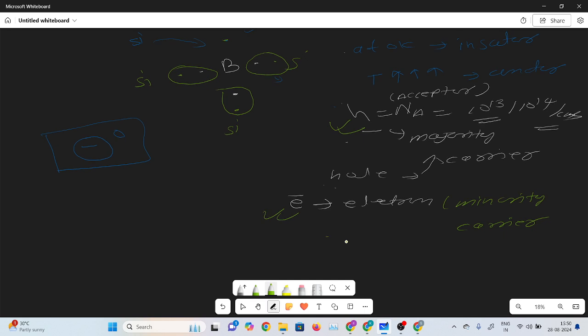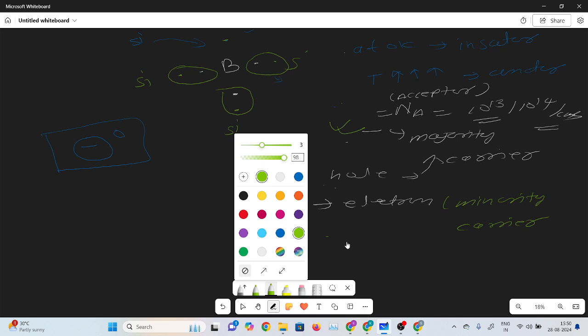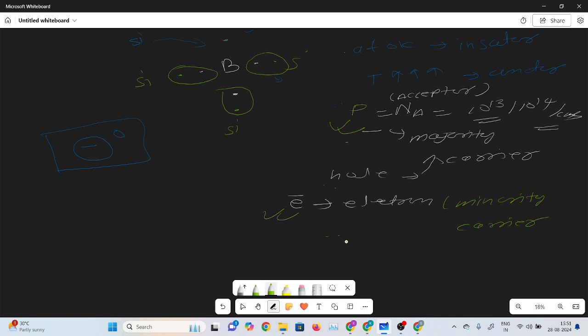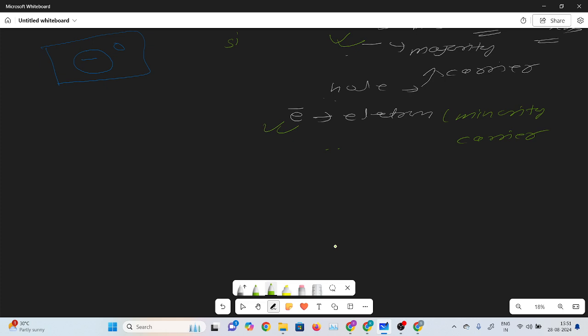Sorry, this is not an n. Here I need to write the p. So this is the hole representation, p. The acceptor atom is Na. With the help of the law of mass action, how can we calculate the n, the minority carrier concentration? Electron will be the minority in case of the p-type. So you can calculate n like that: ni squared divided by Na. This way you can calculate.